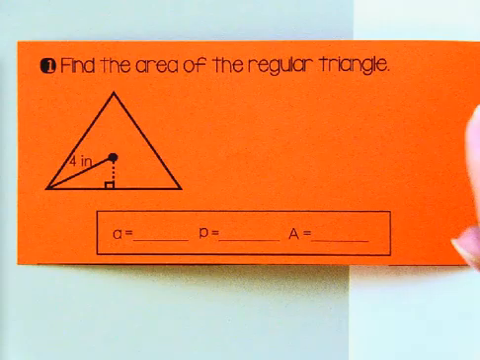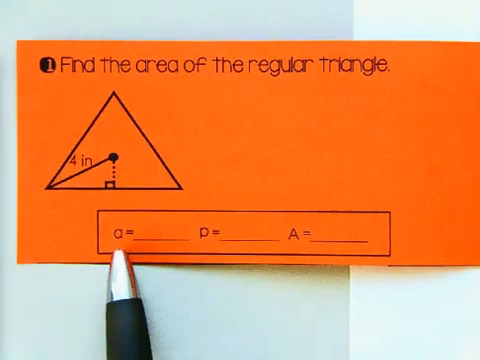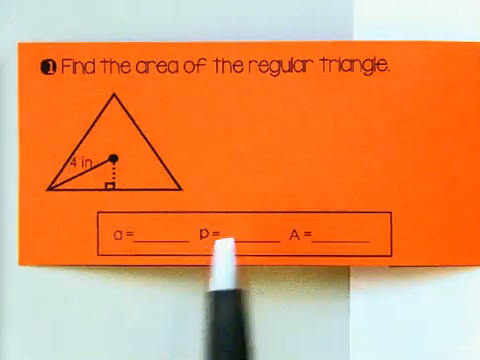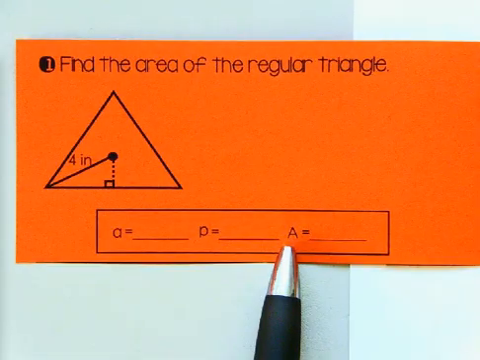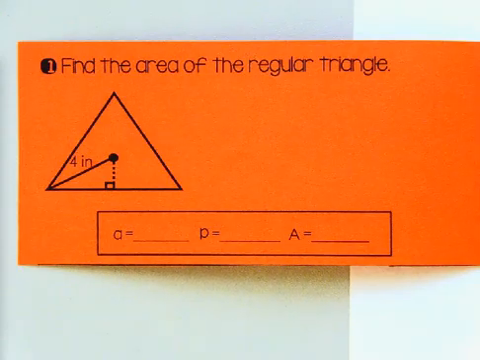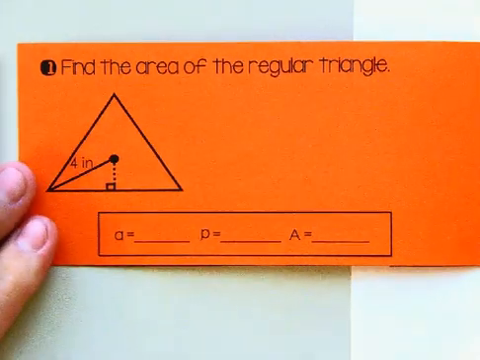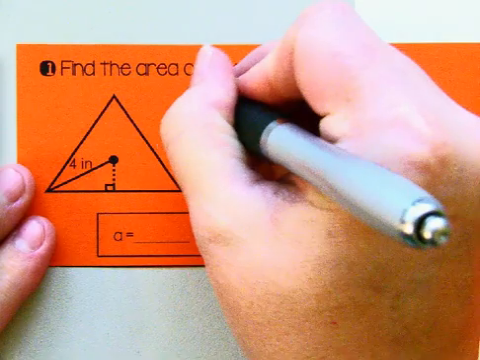A couple things that we have on these. Since we're finding area of regular polygons, I have the A, the lowercase a, P, and the capital A already on there because those are the pieces of information that we're trying to find. For this first one, it is an equilateral triangle or a regular triangle, so we're going to be finding the area of that. The first thing that we need to do in order to find the area is find our central angle.